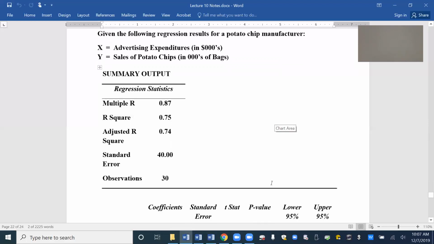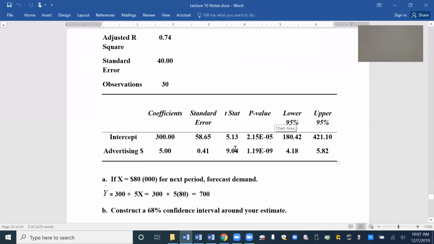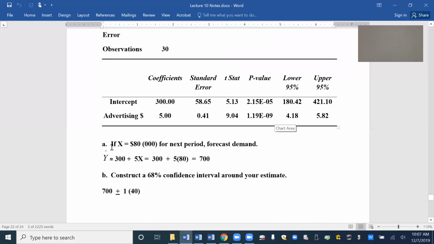I give you a printout like this and ask you to do some of the following steps. Part A, if X equals 80, forget the thousands, 80 X, forecast demand. So first off, both are significant. P-values are both below 0.05, so it's good to go. So here's the equation. What's the equation? 300 plus 5x. Plug in 80, I get 300 plus the 5 times 80, I get 700.